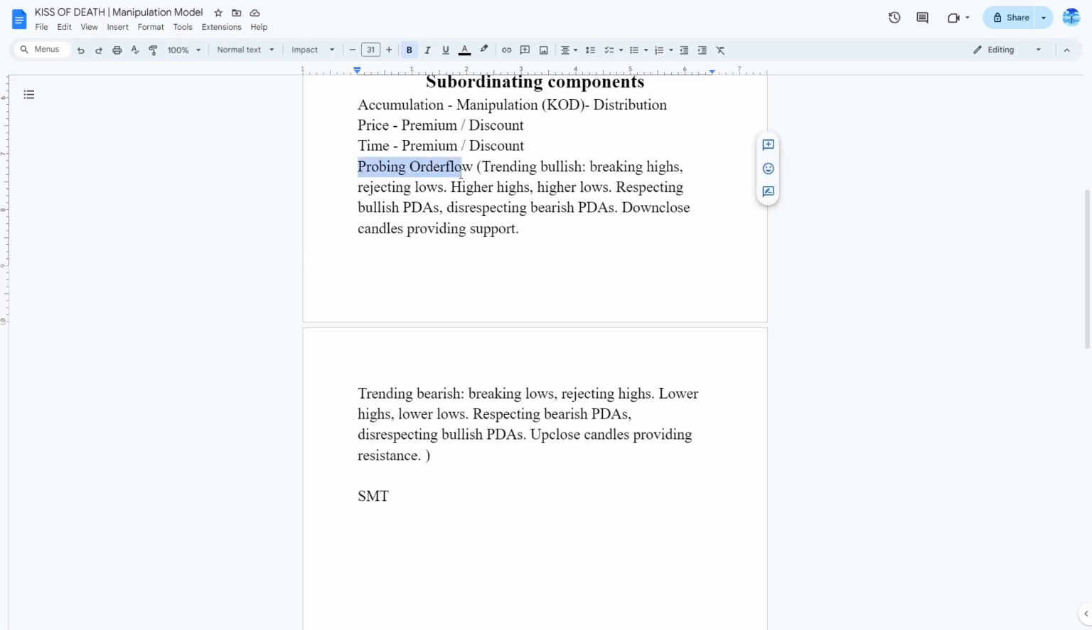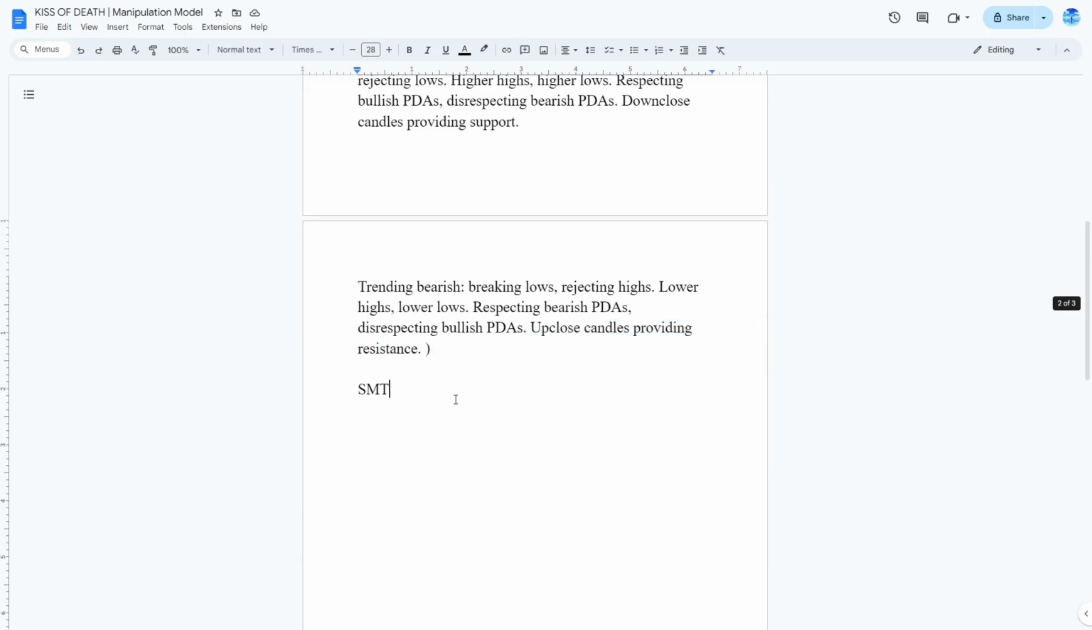Kind of a big word, doesn't really mean too much. It just means if we're trending bullish, we're breaking highs, respecting lows, making higher highs and higher lows. We're respecting bullish PD arrays, disrespecting bearish PD arrays, and down close candles are providing us support. If we're trending bearish, we're breaking those lows, rejecting the highs, and we have lower highs with lower lows, respecting bearish PD arrays, disrespecting bullish PD arrays. Our up close candles are providing resistance.